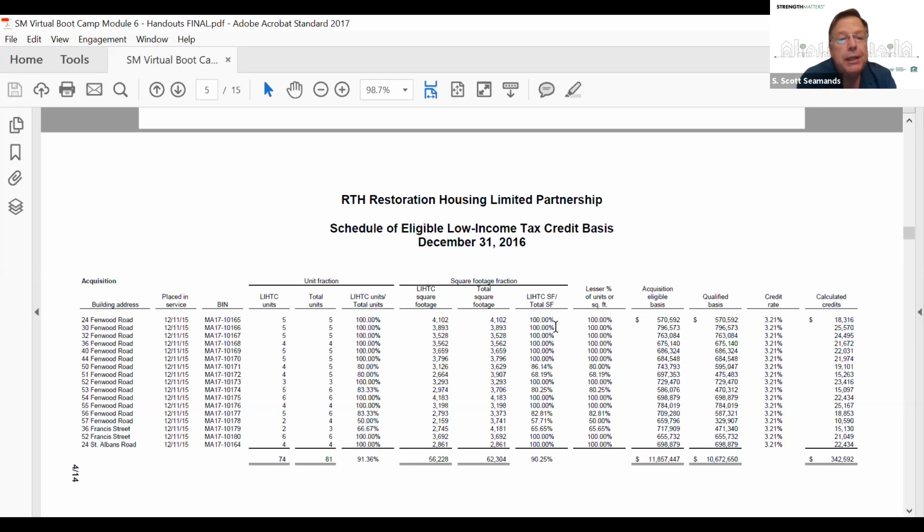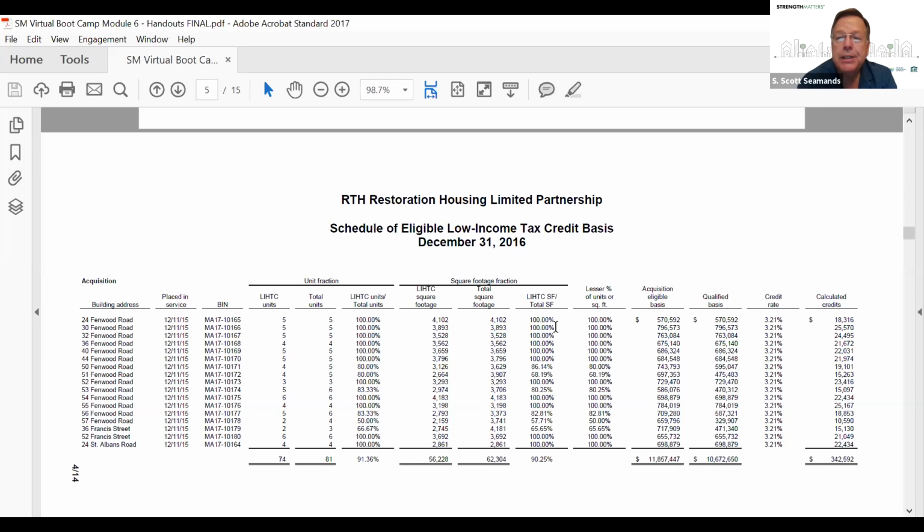But this is where you see the unit fraction we were talking about earlier. So there are 81 total units, but only 74 are affordable units. So that means we have 7 market rate units. And on a building by building basis, we have to determine, using the lower of the square footage or the unit count, what is the low-income housing percentage that we're able to use.